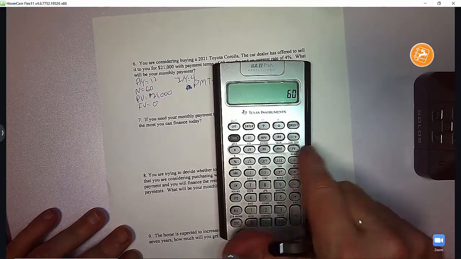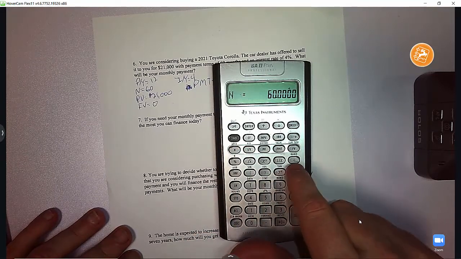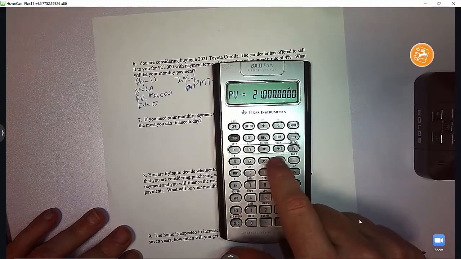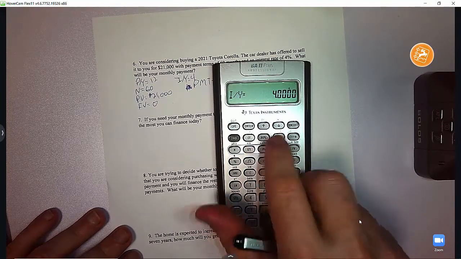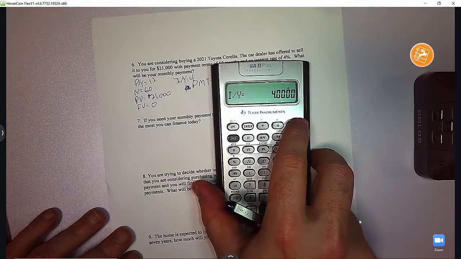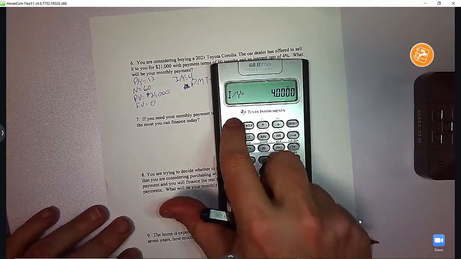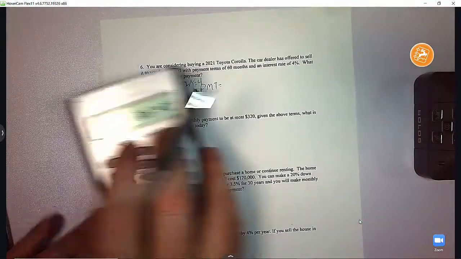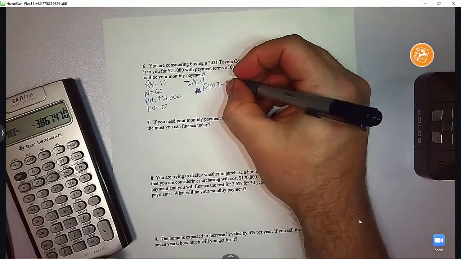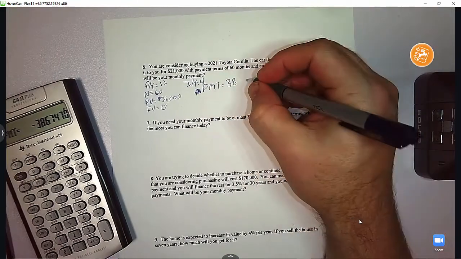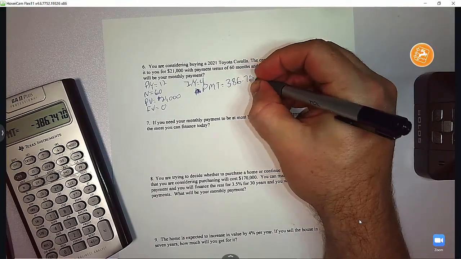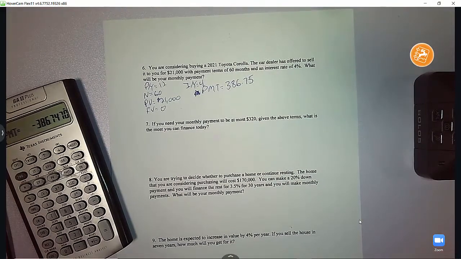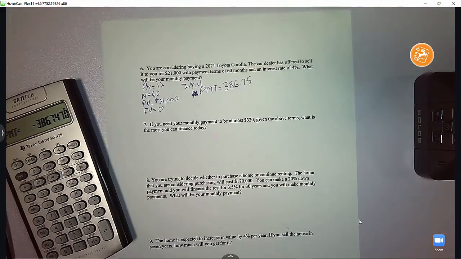So now what I'm going to do is put in my inputs. 60 is my N. My present value is 21,000. My interest rate is 4. And I'm going to compute my payment of $386.75. Again, it's a negative number because that's a cash outflow for me. So my payment is $386.75 per year, or excuse me, per month.